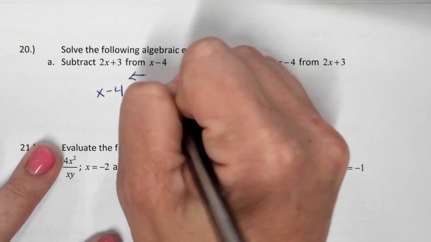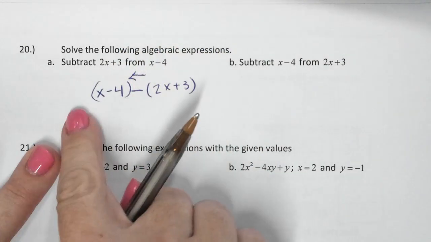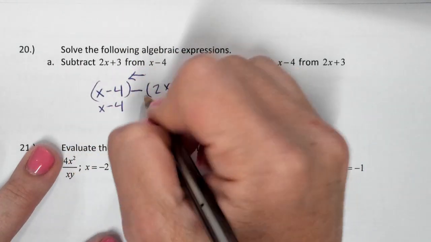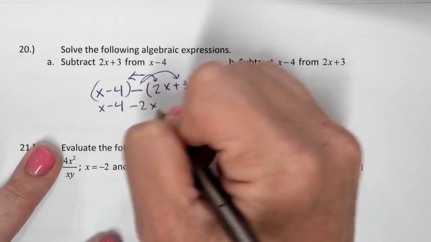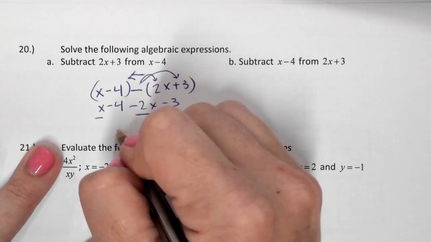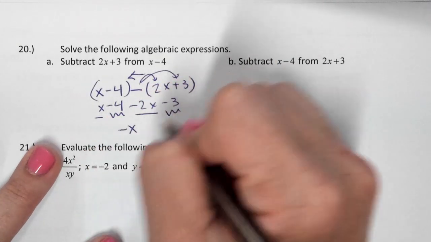minus 2x plus 3. And remember, parentheses are proper. Now, we didn't need this parentheses because there's nothing in front. However, this one I have to distribute my negative. So minus 2x minus 3 and combine like terms. So x minus 2x is negative x or negative 1x, and negative 4 minus 3 is negative 7.